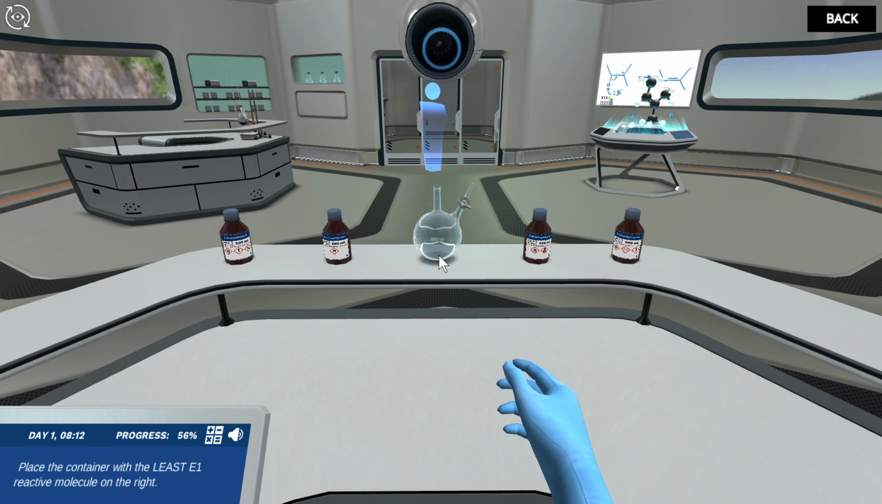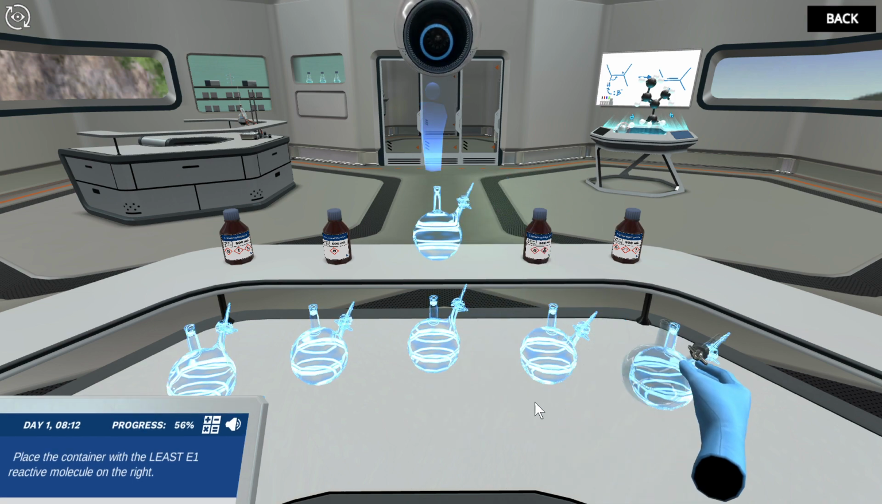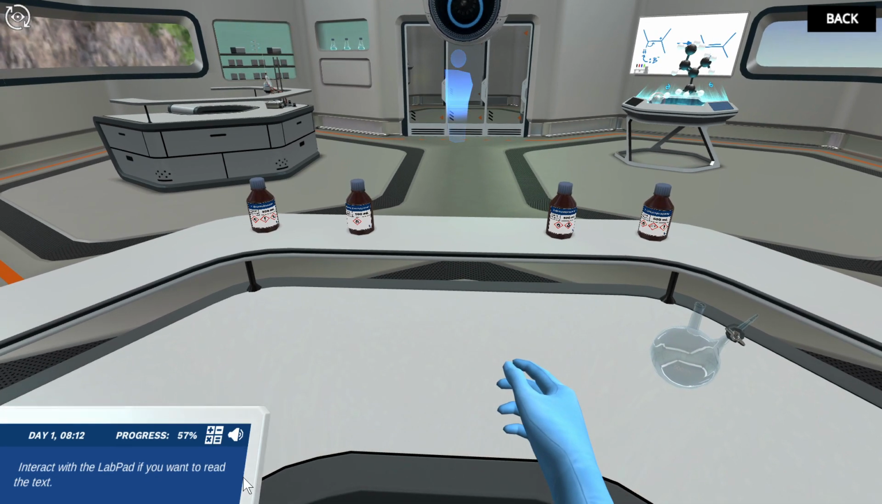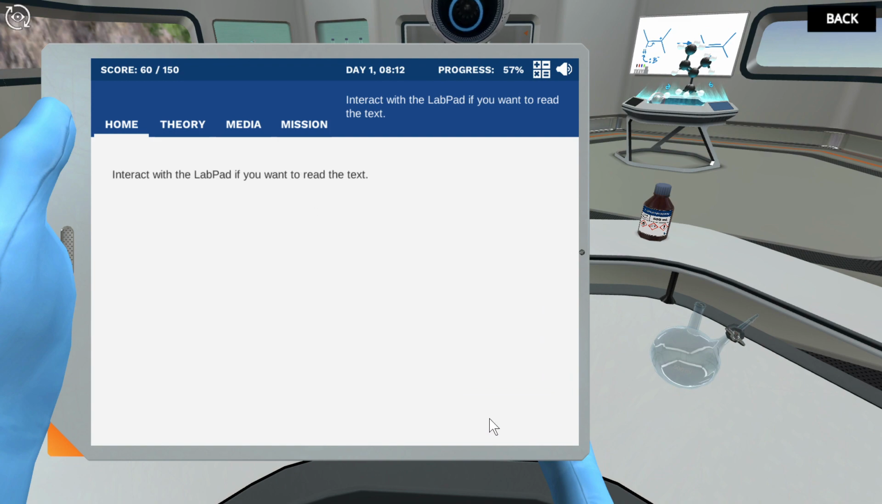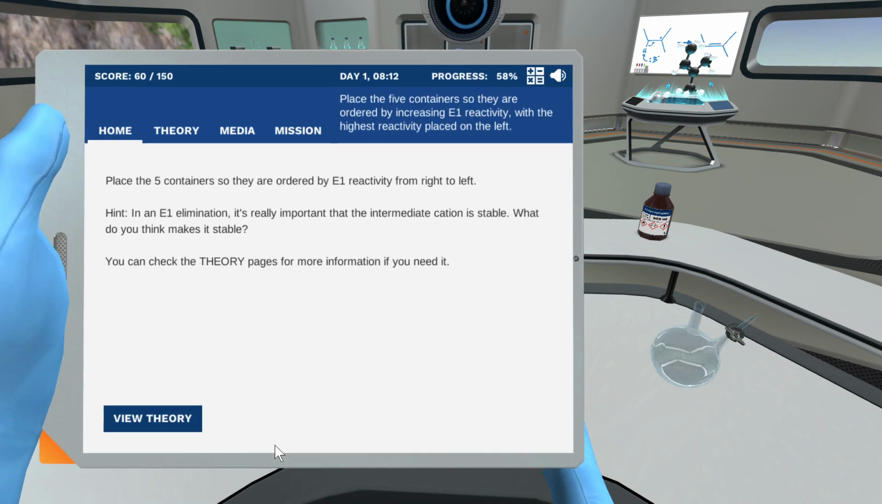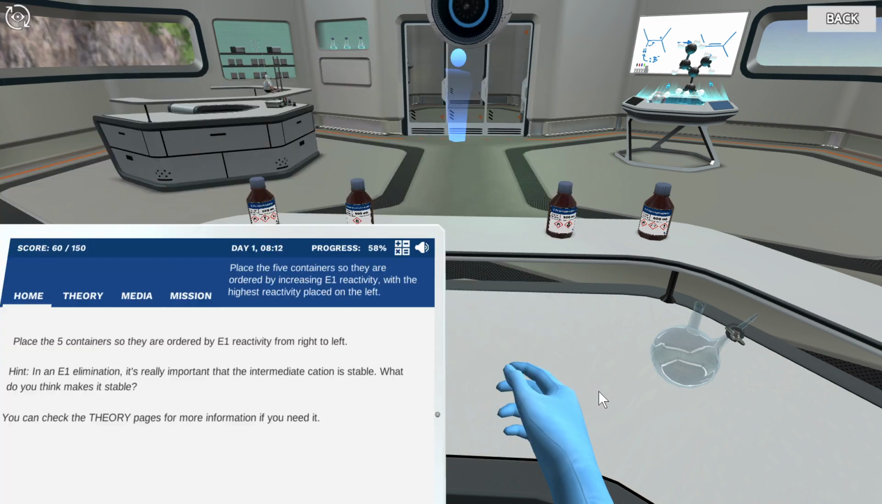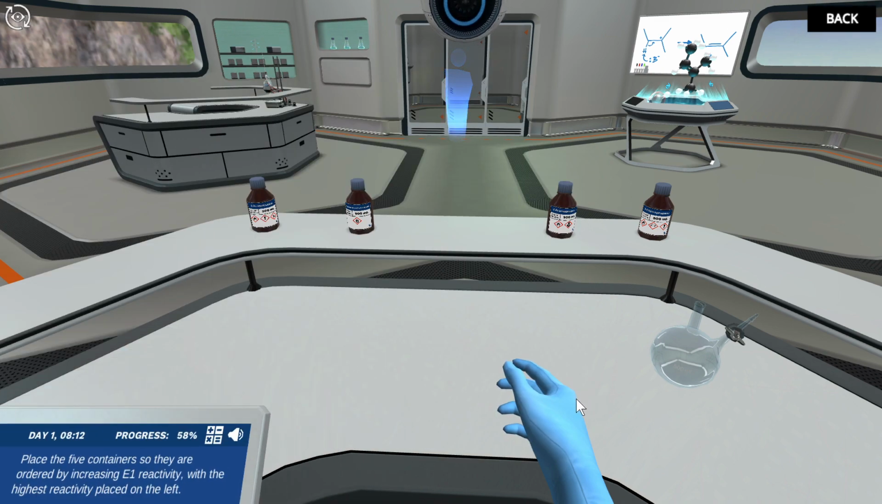Click on the lab pad for more information. Nicely done. Can you do it for the other 4 containers as well? Place the 5 containers so they are ordered by increasing E1 reactivity, with the highest reactivity placed on the left.